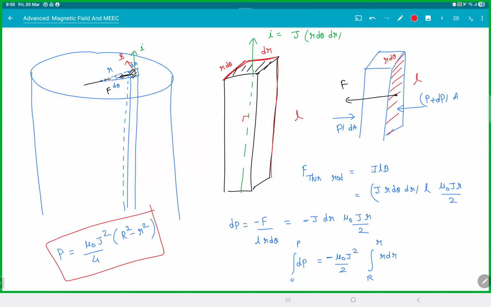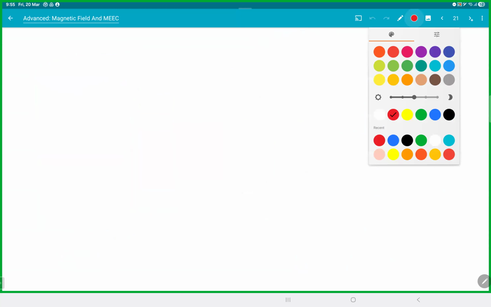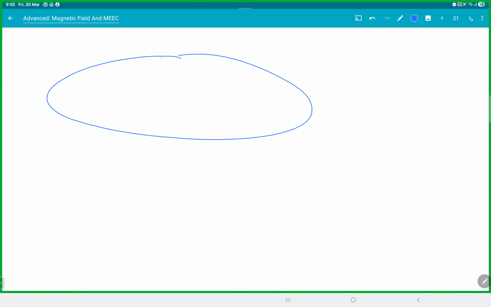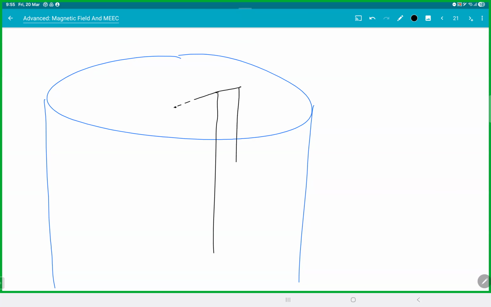Clear with this? I hope you're getting how I took the element. I know my diagram was not great, but let me just try to show you the picture again. So this is how you're choosing an element from the center. I'll draw a big one for understanding. It's like a thin rod here. This is r d theta. So this is that arc there.